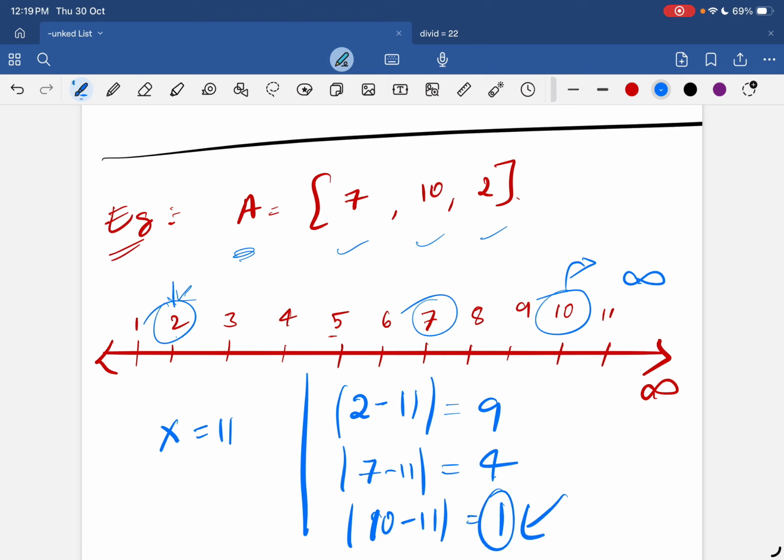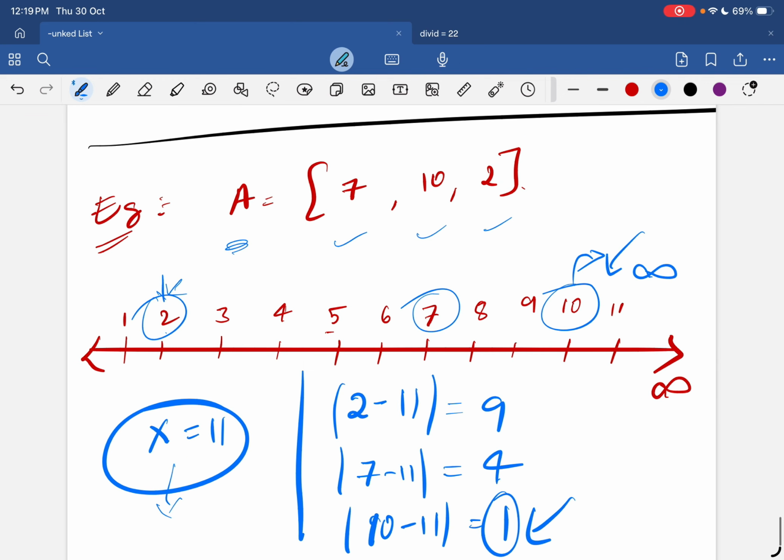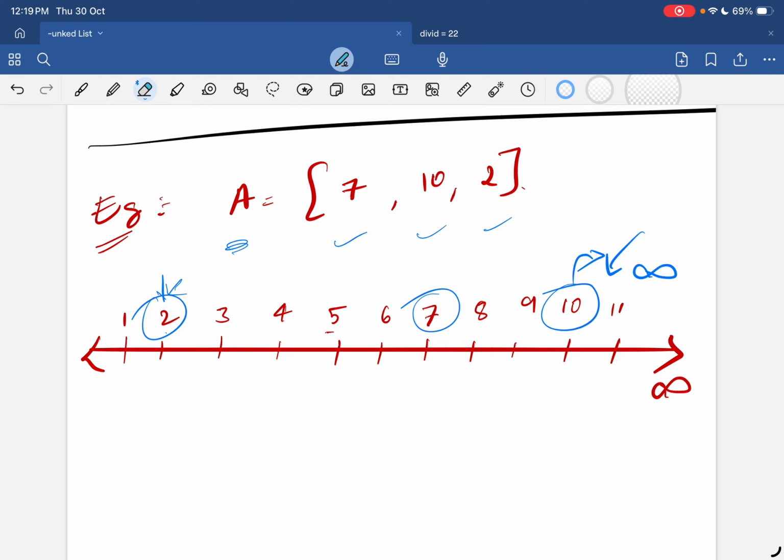So we got the minimum 1, for which the element closest on the number line is 10. If x is 11, the closest element on the number line is 10. So any value which is greater than or equal to 10 will always be added into the count. So we got an infinite number of cases for the extreme condition. So for both the values 2 as well as 10, the answer is -1.